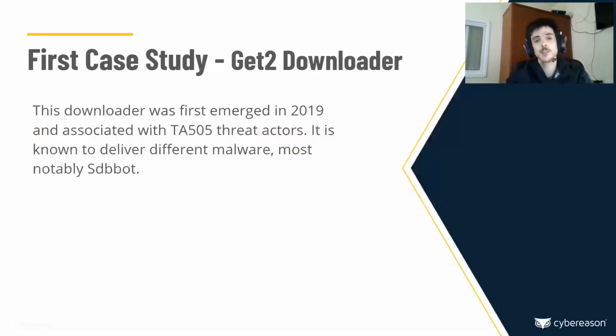So the first case study that I will present is the Get2 downloader. This malware first emerged in 2019 and is associated with the TA505 threat actors. It's been known to deliver several malware, most notably in recent years the STB bot. For this first case study, I will present it dynamically, just to show an actual hands-on packer unpacking mechanism and what the concepts are that we would like to search for.